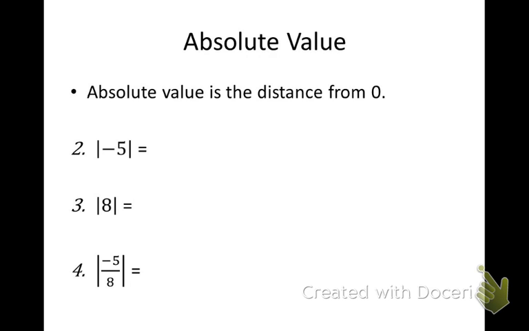Absolute value is the distance from 0. So if something's to the left of 0 2 places, its absolute value is 2. If it's to the right of 0 2 places, its absolute value is still 2. So absolute value will not be positive or negative. So what is the absolute value of -5? 5. What's the absolute value of 8? 8. What's the absolute value of -5/8? 5/8. Those should be pretty simple for us if we just understand it's the distance from 0.